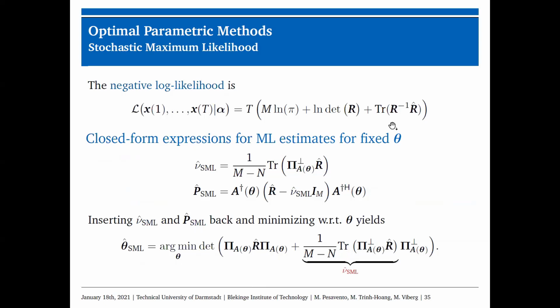And also in this case, one can derive explicit solutions for the nuisance parameters, namely the noise variance and the source covariance matrix. Substituting these back into the negative log likelihood function gives the stochastic MLDOA estimator as defined at the bottom of the slide here. Again, it's an n-dimensional criterion function, and there is little hope of finding an explicit solution with respect to theta. And this approach may also lead to unacceptable computational complexity.